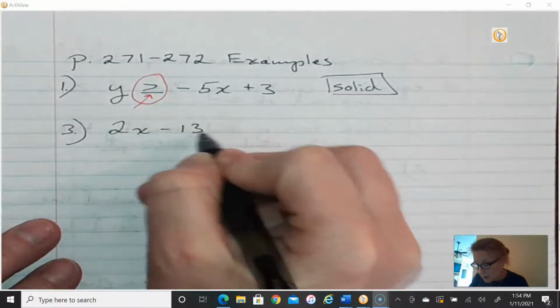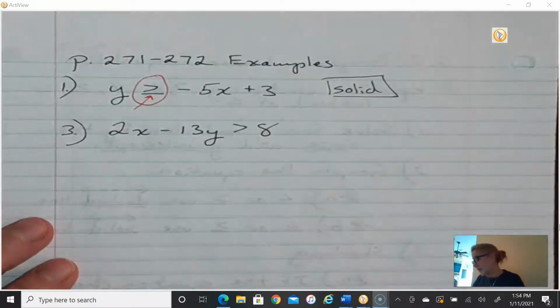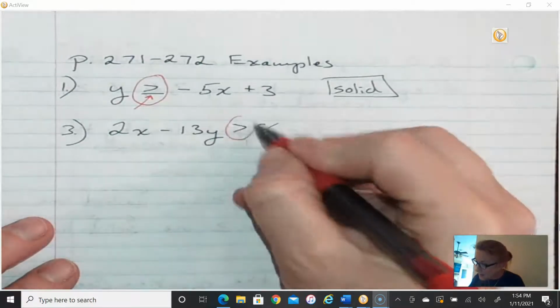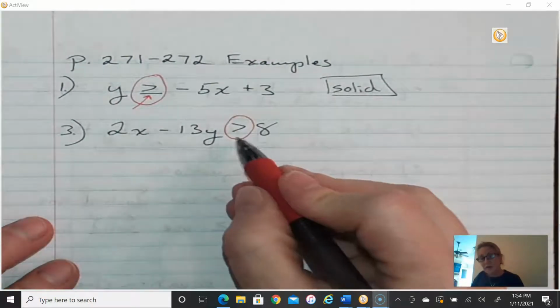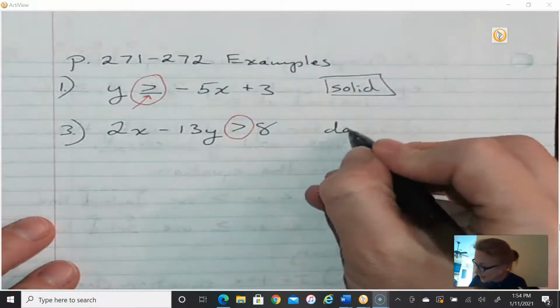2x minus 13y is greater than 8. Again, they want to know, is it solid or dashed? That's all they want to know. There is no line underneath there, so what is it? That's right. It is dashed.